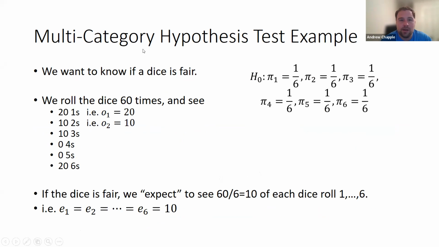So just an example, right? I want to know if the dice is fair. This is my hypothesis. And let's say I roll a dice 60 times and I see 20 ones, 10 twos, 10 threes, 0 fours, 0 fives, and 20 sixes. If the dice is fair, we expect to see about 10 of each dice roll. So before we even get into statistics, this is fishy to me, right? I got 0 fours and 0 fives. That's strange. And it seems like the dice is maybe not fair if you saw that.